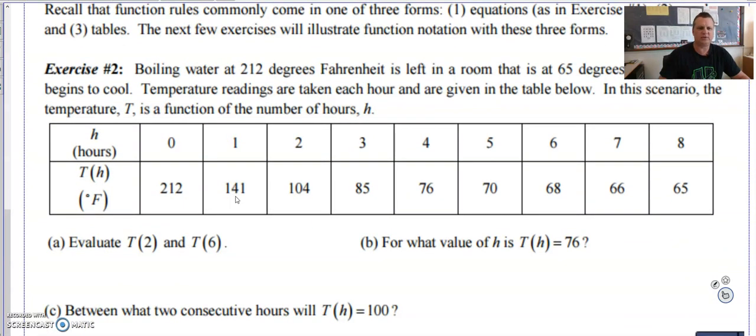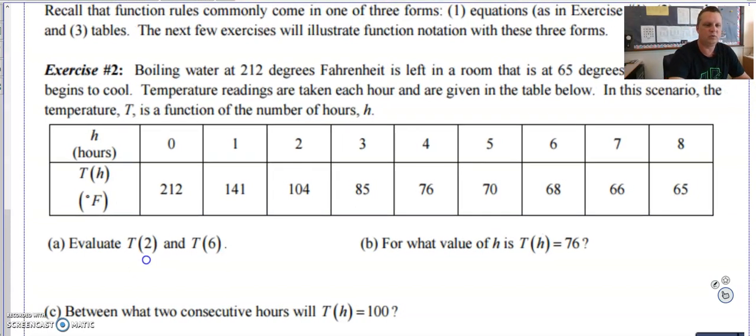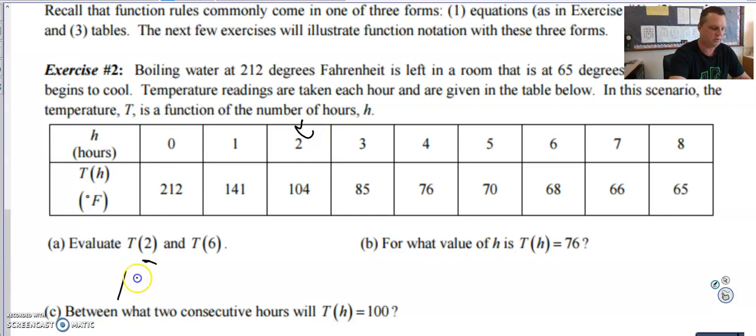So exercise 2, here's your boiling water. Fahrenheit left the room at 65 degrees Fahrenheit and begins to cool. The temperature readings are taken each hour and given in the table below. In this scenario, the temperature is a function of the number of hours. So evaluate T of 2. So 2 is the hours. So here it is right here. You're finding the output, which is 104. T of 6, 6 is the hours. The output is 68.